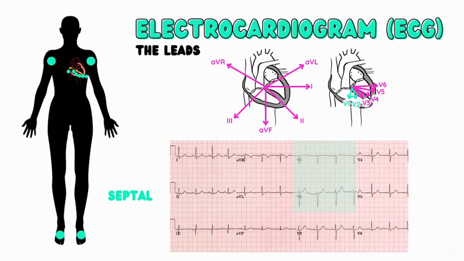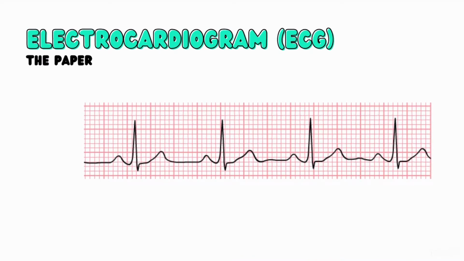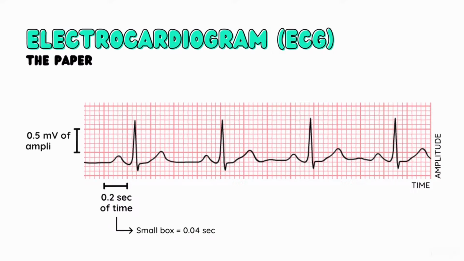Now let's understand the ECG paper. The x-axis describes time. One big box corresponds to 200 milliseconds, or 0.2 seconds. That means that each little box is 40 milliseconds, or 0.04 seconds. The y-axis corresponds to wave amplitude. Every ECG strip should have a legend to verify the voltage that corresponds to a big square. Generally, one big box, vertically, corresponds with 0.5 millivolts.